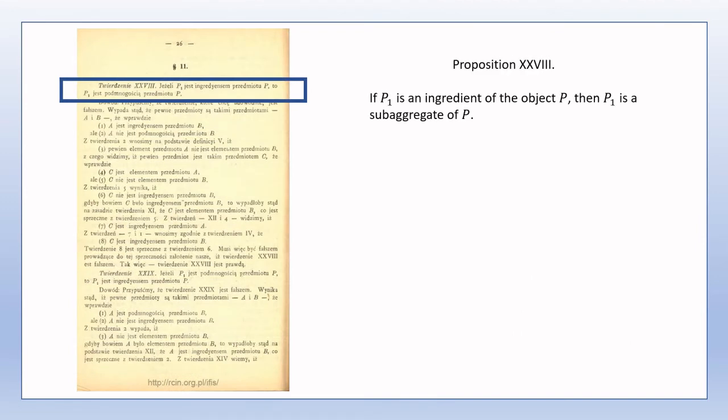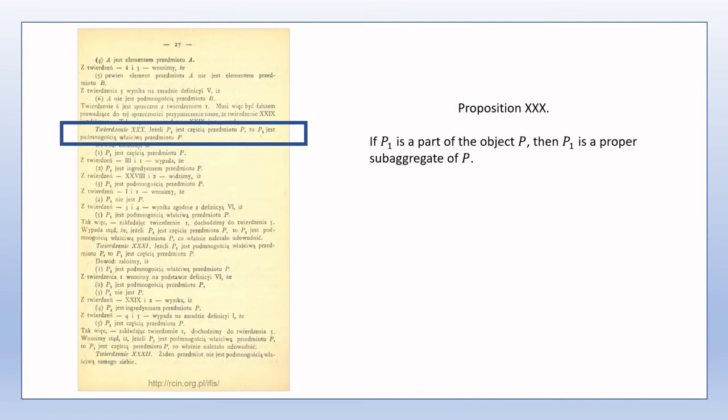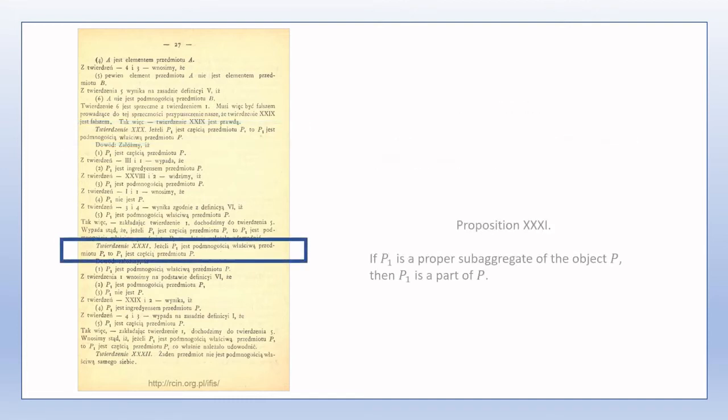Section 11. Section 11 contains a number of propositions which show how the newly defined concepts of subaggregate and proper subaggregate relate to the already existing concepts that have been defined. We can see how Leśniewski thoroughly explores a new concept once it's been introduced. Many of the propositions in this section are not unexpected but are essential for completeness.